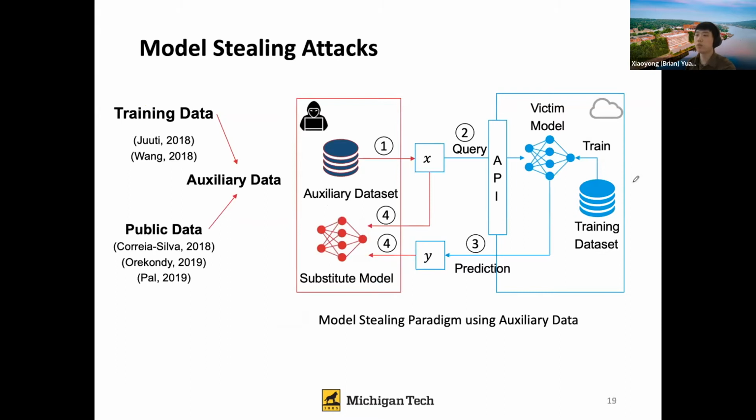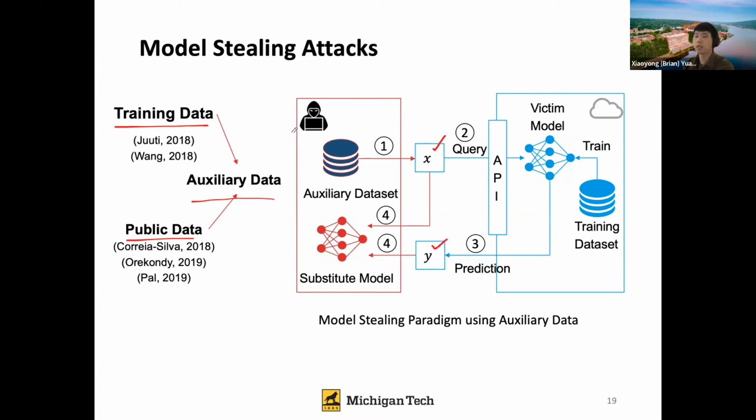And in recent work, most research uses some training data or public data. Here we call them auxiliary data to conduct the model stealing. So the idea is the following. The attacker will first extract some data from the auxiliary data set and then send the data to the machine learning as a service API to query the victim model. And the victim model will provide a prediction on this data, which is Y here.